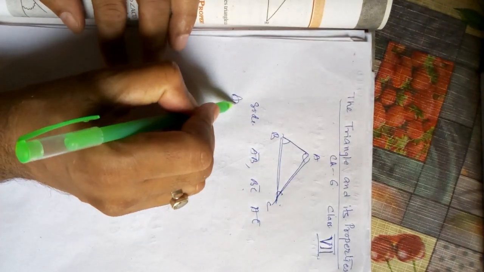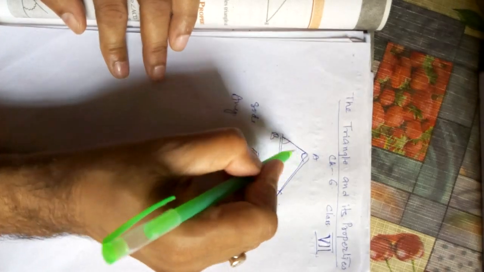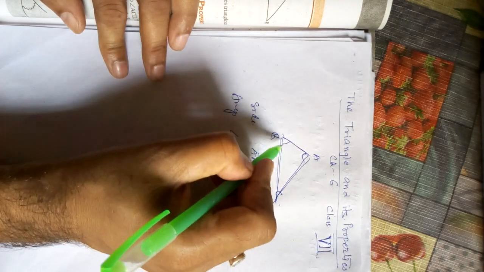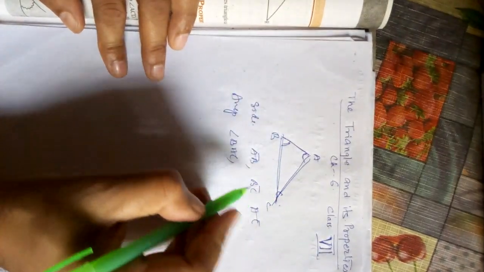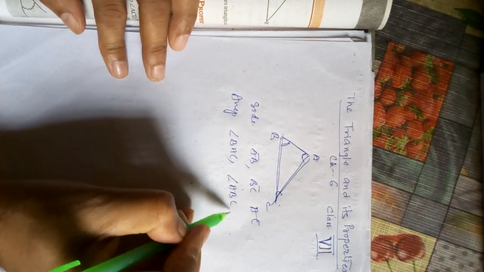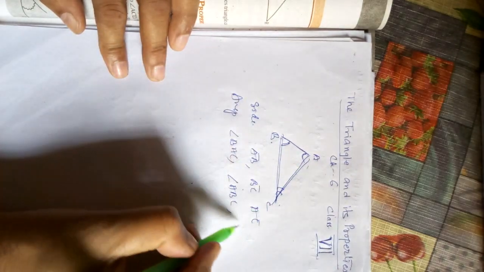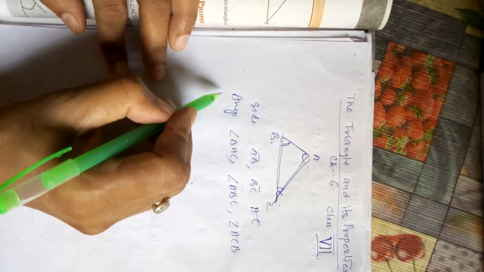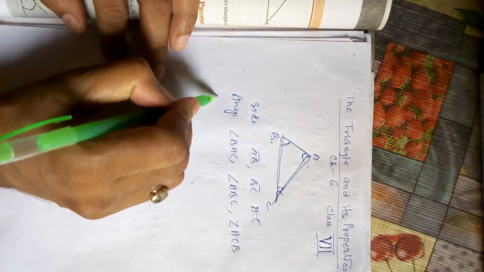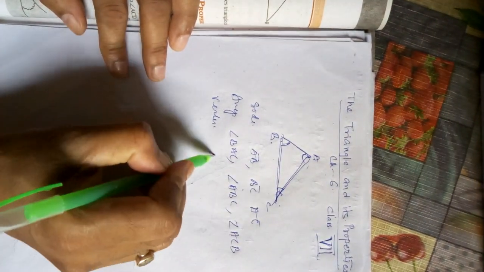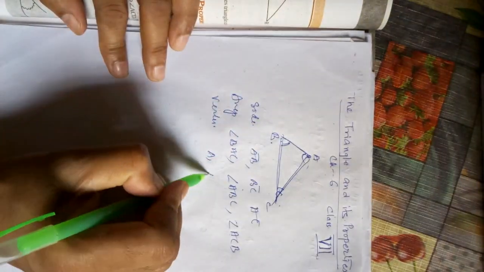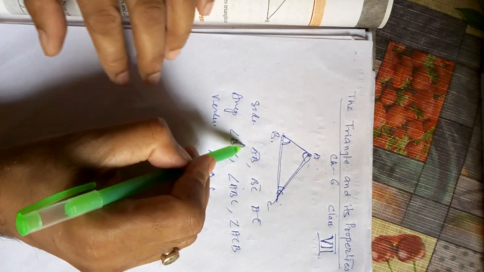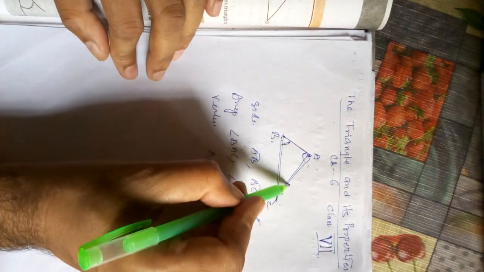Name the angles. Angle BAC, angle ABC, and angle ACB. We get the three angles and three vertices. The vertices are A, B, and C. In a triangle we get three sides, three angles and three vertices.